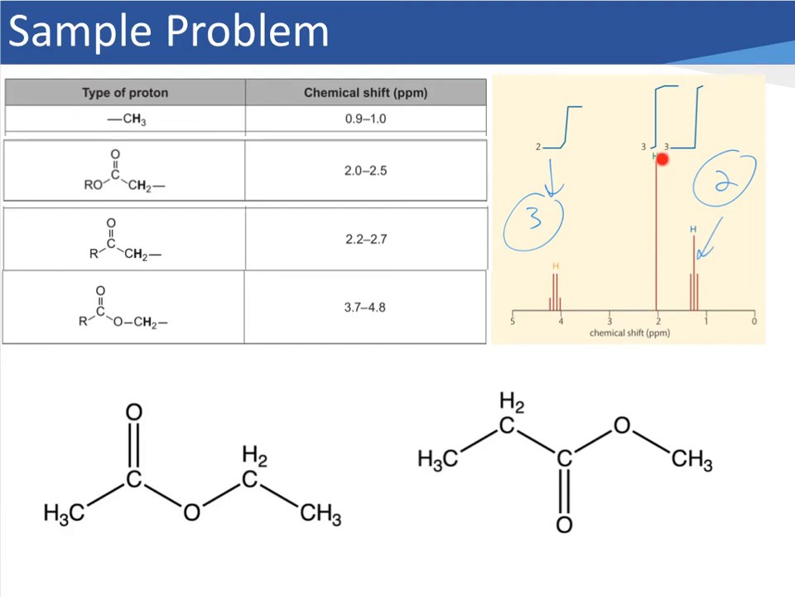Let's look at this one. I have 3 hydrogens that have no neighbors because there's only a single peak. 3 hydrogens with no neighbors. That's weird. I have 3 hydrogens that have 2 neighbors because there's a triplet here. Triplet means 2 neighbors. 3 hydrogens with 2 neighbors.